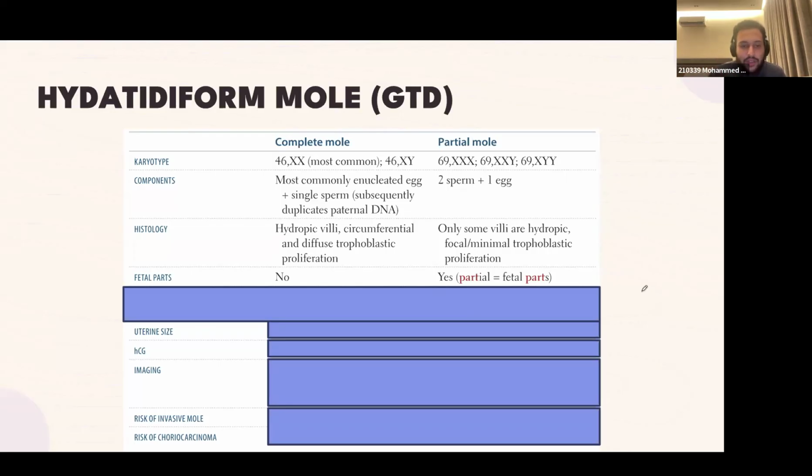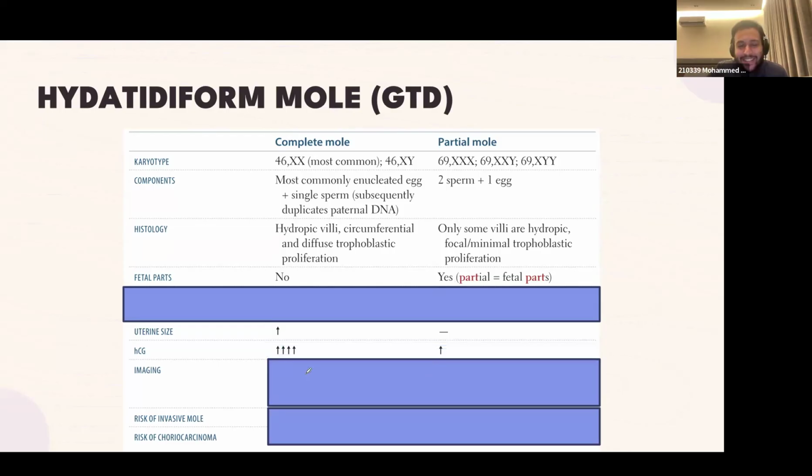Now, which one will have a higher uterine size, complete or partial mole? Complete, good. HCG will be higher in which one? Complete, good. What is the associated image that you see with complete mole? Snowstorm appearance, good. Now, someone mentioned grape-like features, and this is basically how they will present, okay? They will say, oh, it's very early in the pregnancy, but the abdominal or uterine size is very, very big, and they pass grape-like structures from the vagina, okay? That's typically how they present.